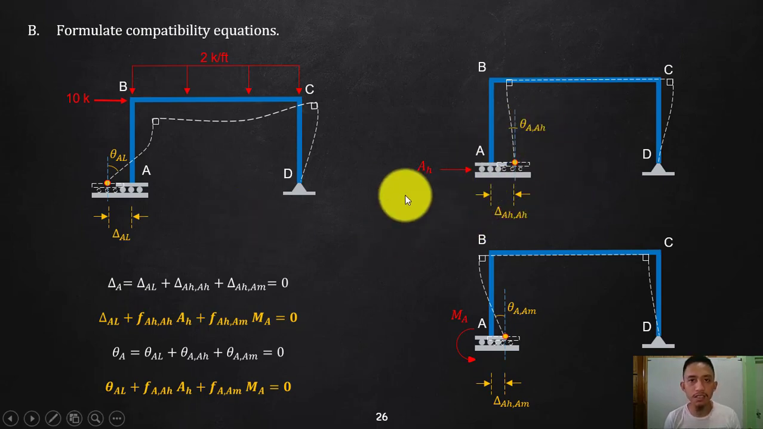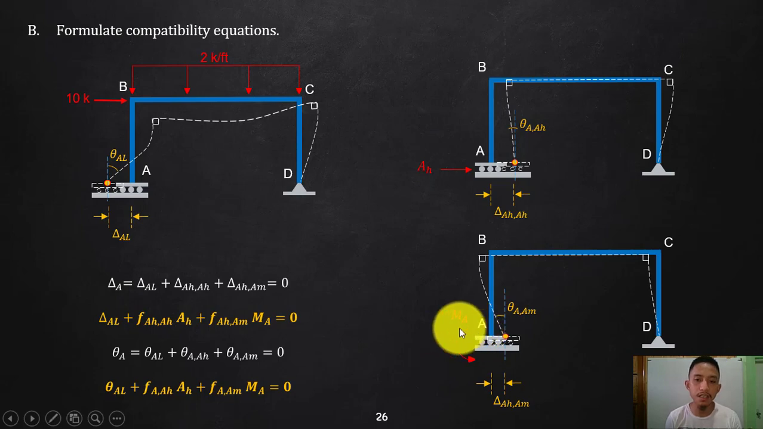But the actual is that is fixed. So even if I will now summate all that horizontal deflections there, that should be 0 because that is fixed originally. So that is where I will be getting my first compatibility equation here. However, that delta AL and delta AH we cannot get directly, since in the first place you do not know this AH and MA.